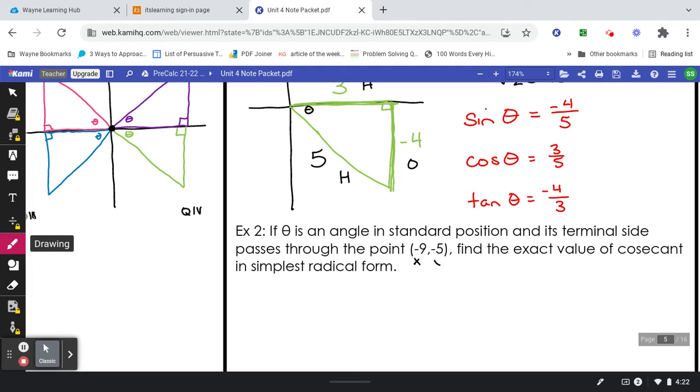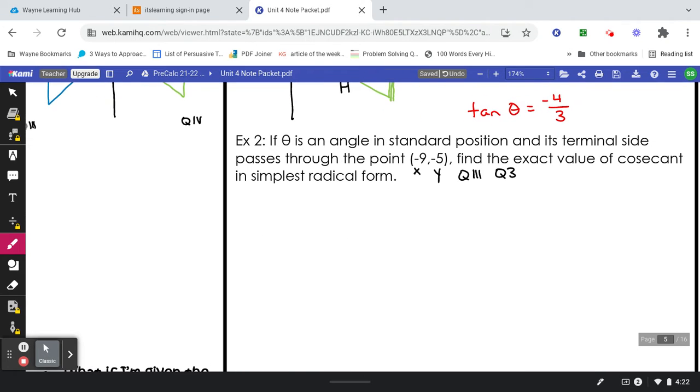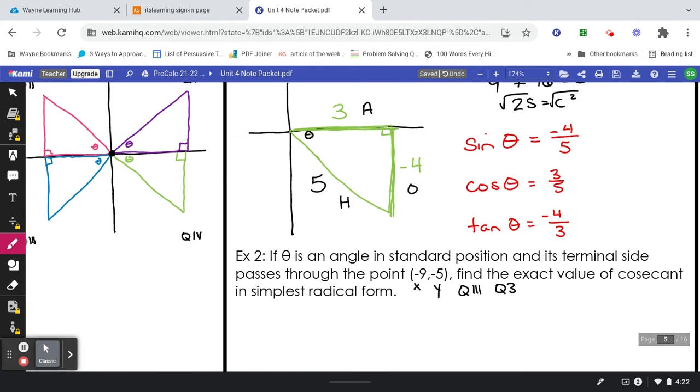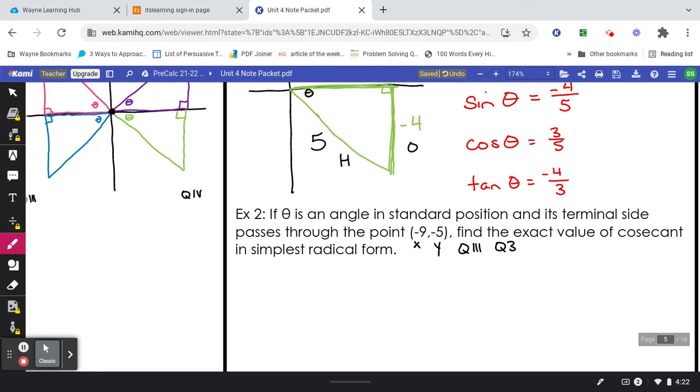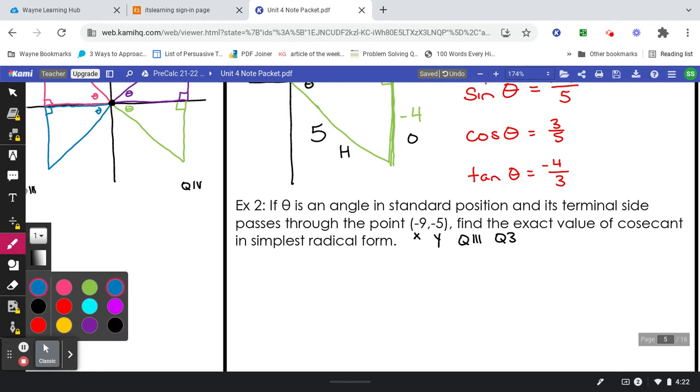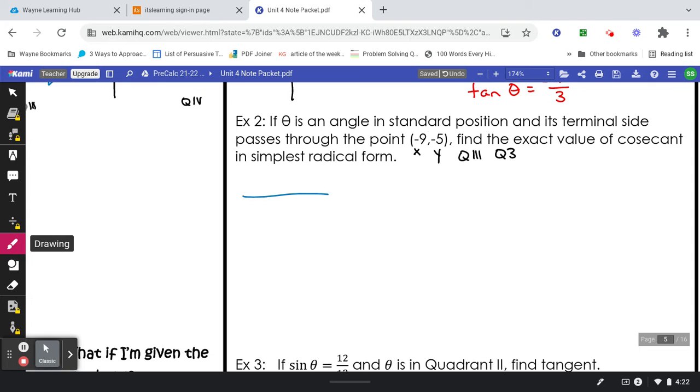X is negative, Y is also negative. So you would go left, -9, and down, -5. That would put us in quadrant 3. Or again, if you'd rather, quadrant III. Right? So we'll look up at our quadrant 3 triangle. It's this blue one right here. And we'll go ahead and draw a triangle very similar to that blue one. Theta right there. There's our right angle. And there's our quadrant 3 triangle.